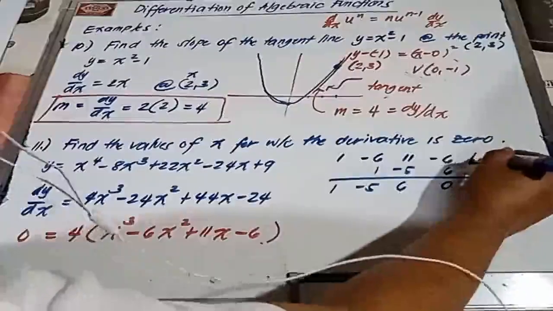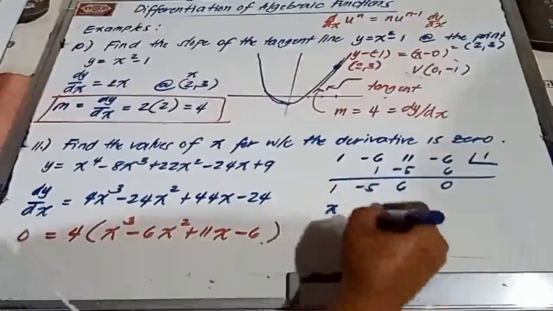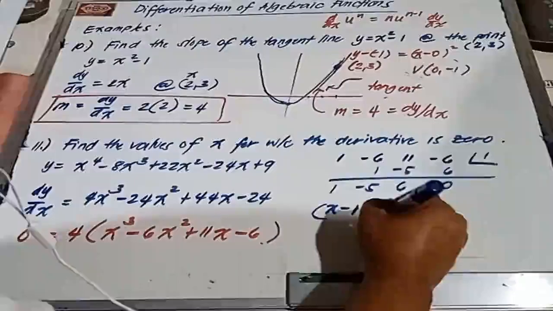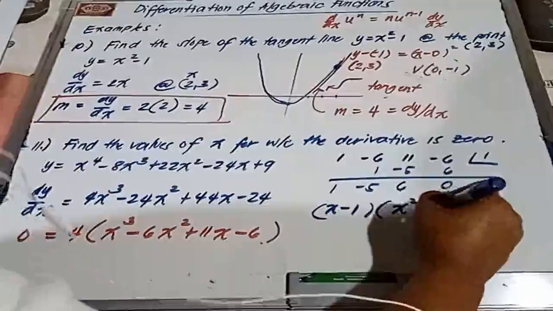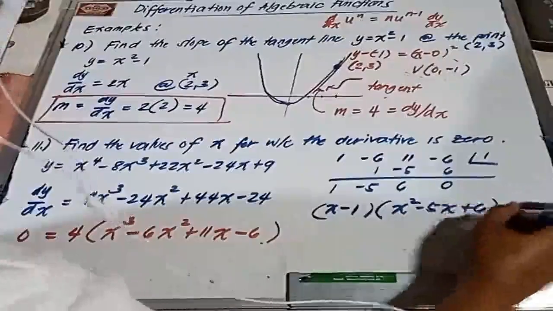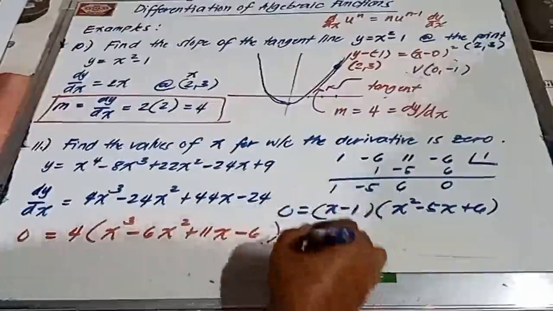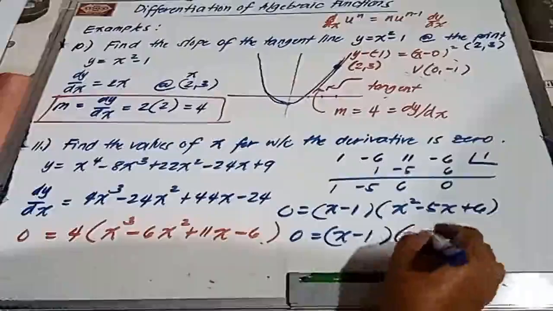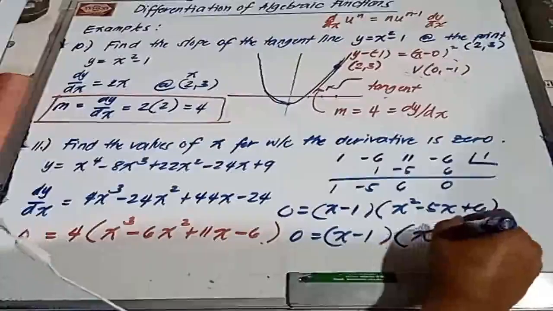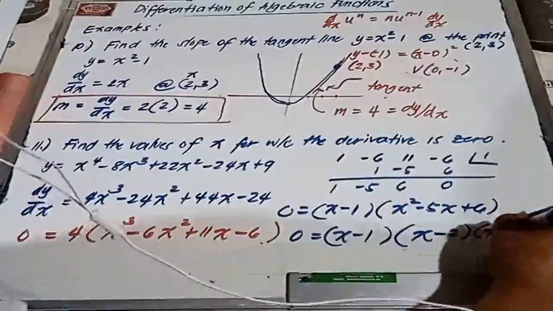So, ang factor natin, ito yung una, x minus 1. We have x squared, decrease the power of x by 1. We have minus 5x plus 6. This is equal to 0, right? So, we have 0 here. x minus 1. Factorable pa to. x minus 2, x minus 3.